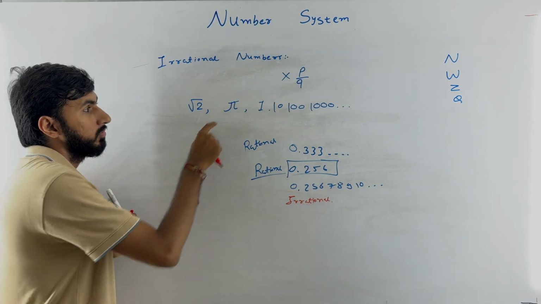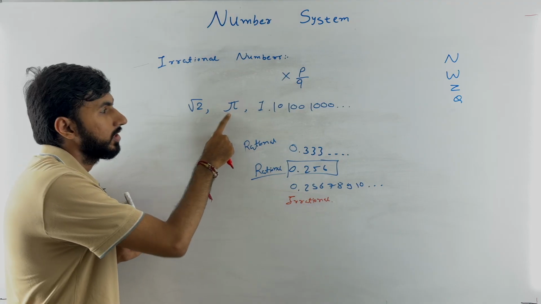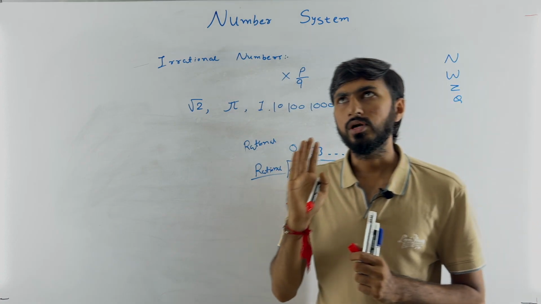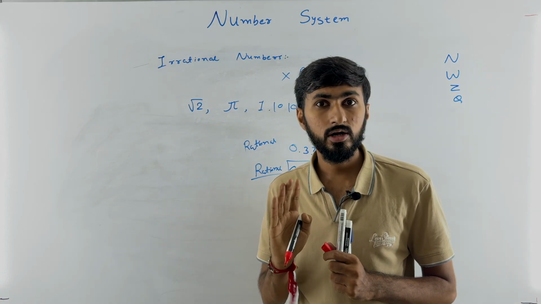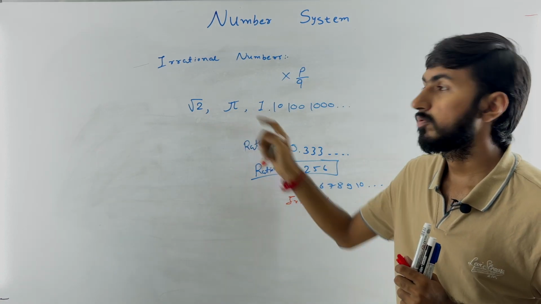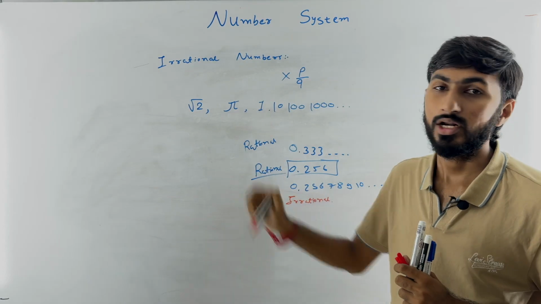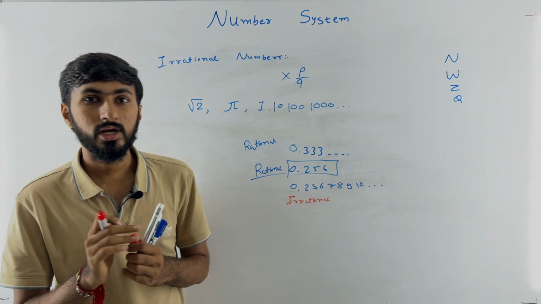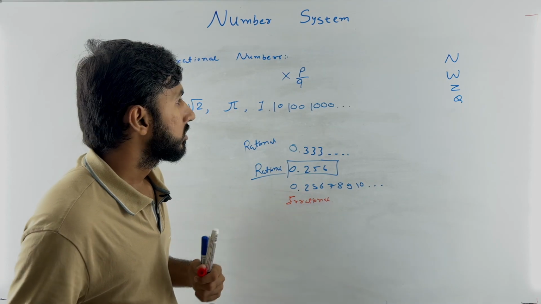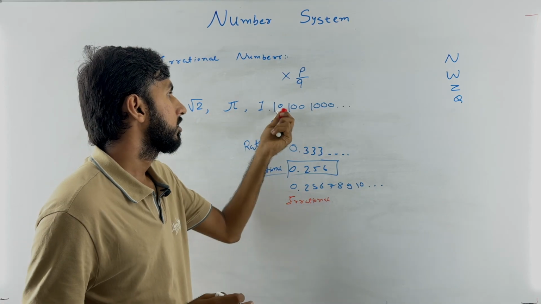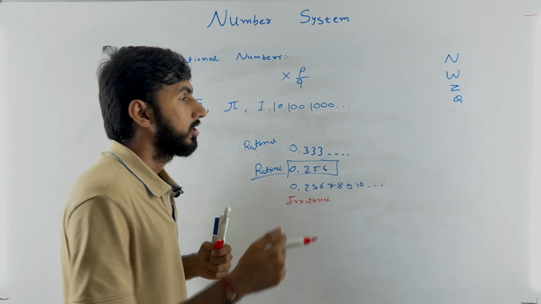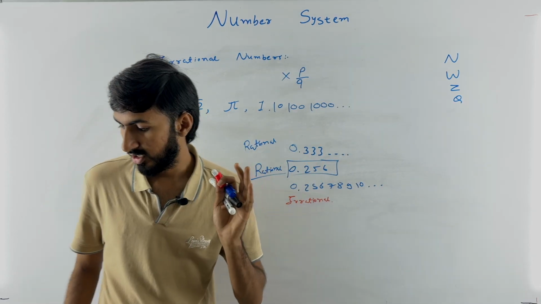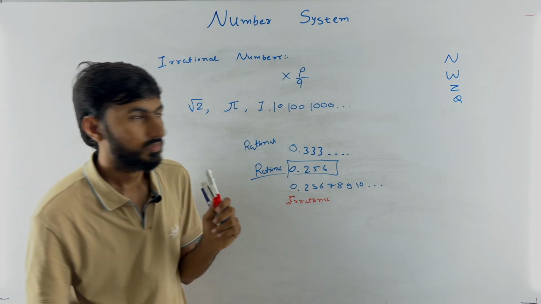Same for pi. Computers have succeeded in finding 1.24 trillion digits after the decimal point for pi, and it does not stop there, right? So pi is also a non-terminating and non-repeating number. It is also an irrational number. Same goes for this one. Here 10, 100, 1000, this number goes up to infinity. You can find as many irrational numbers as you want, right?